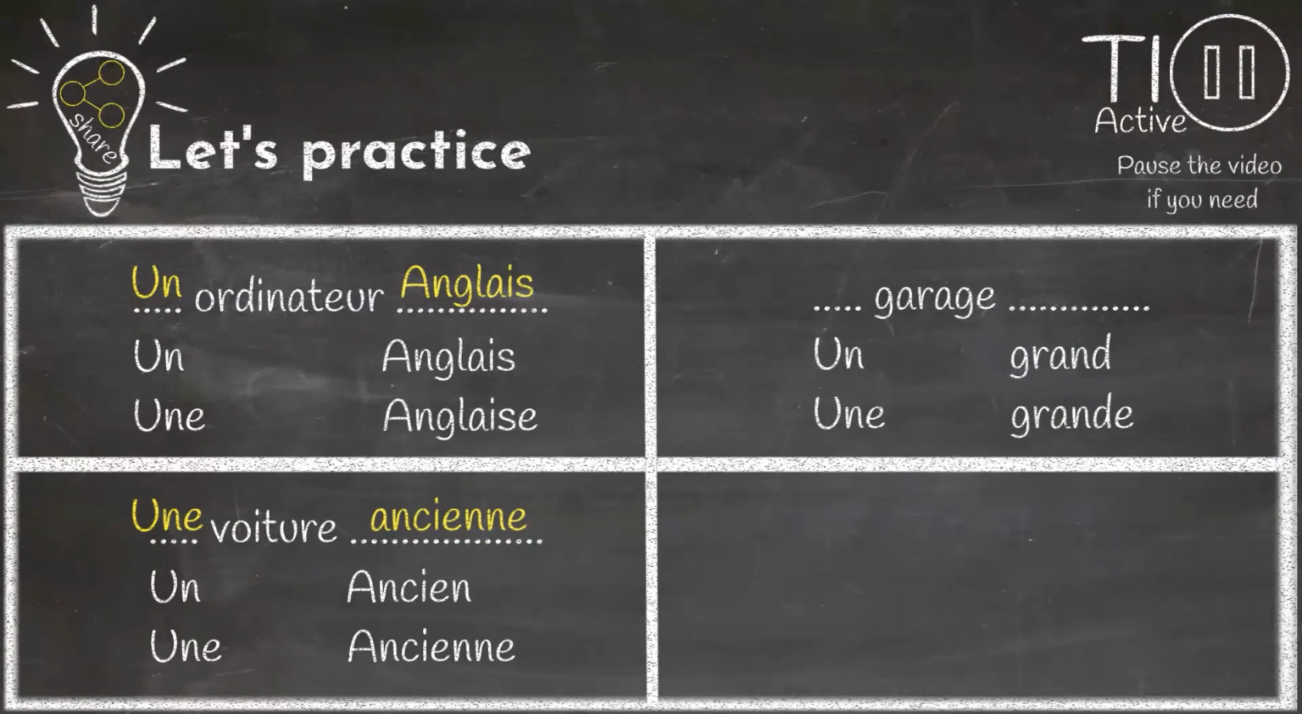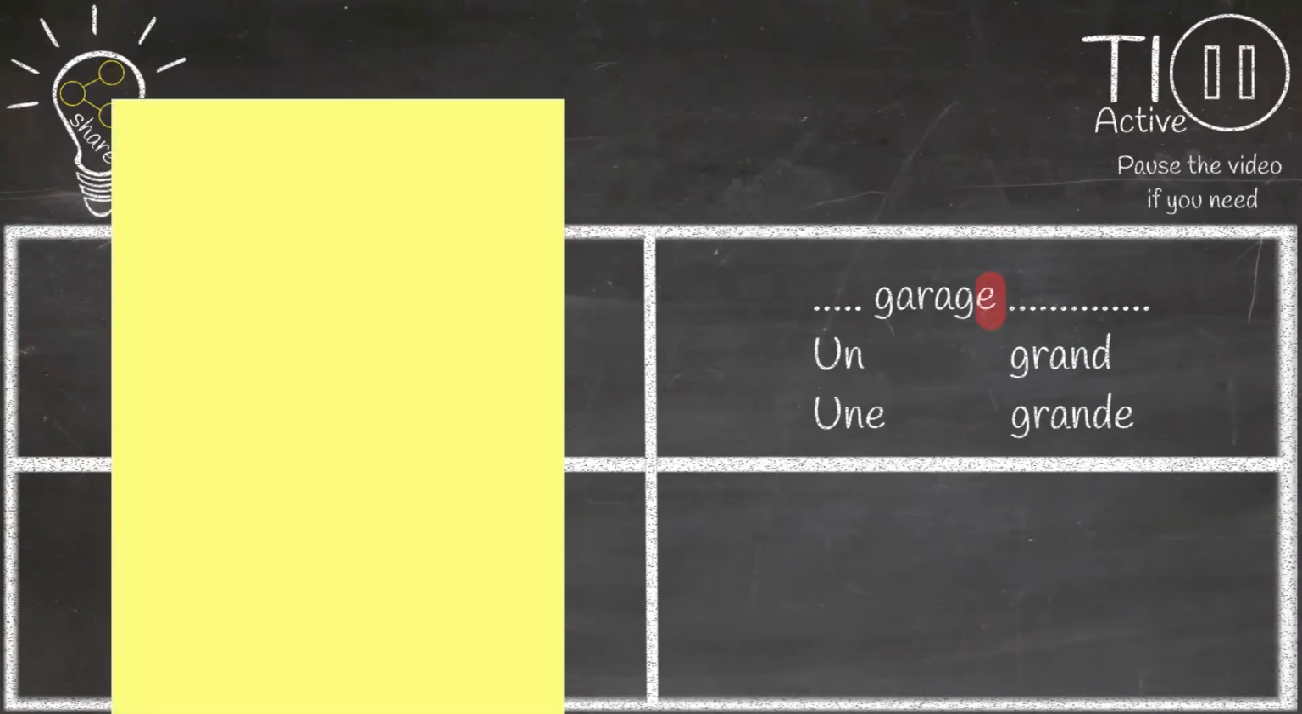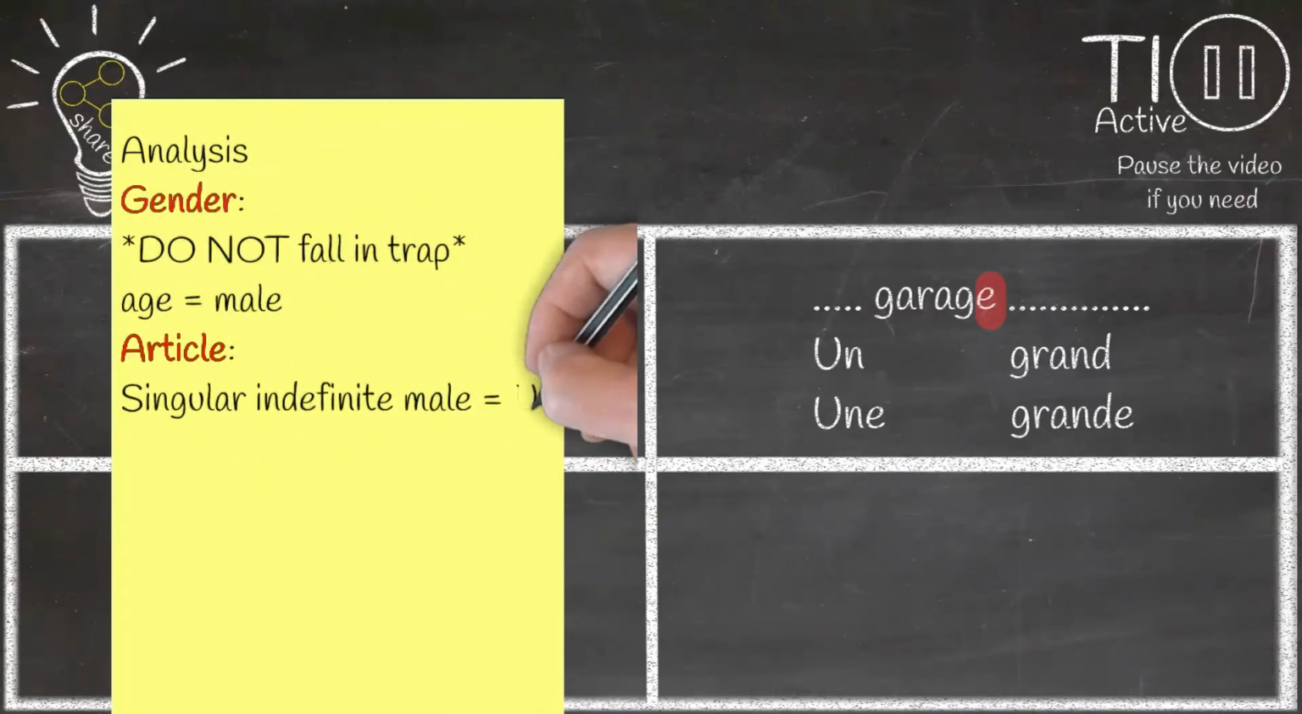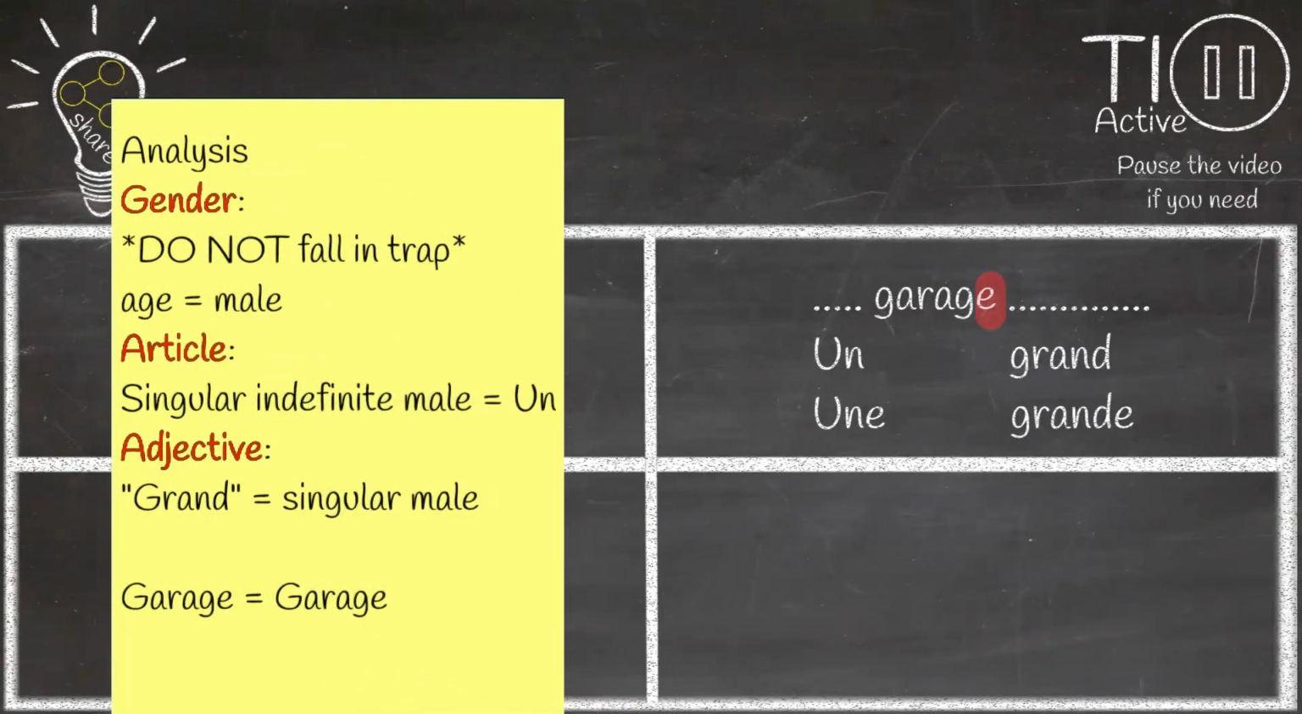So, this noun finishes in E, which is probably a female noun. But if I watch closer, I see that it finishes in AGE. So it's a trap. It's not a female noun. It is actually a male noun. So I need to choose the male article and the male adjective.